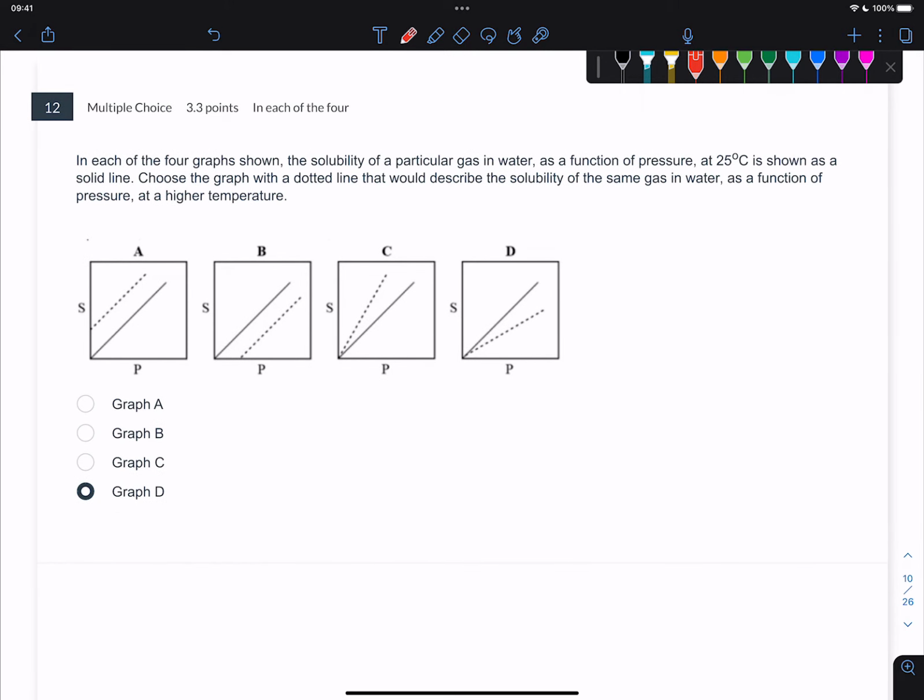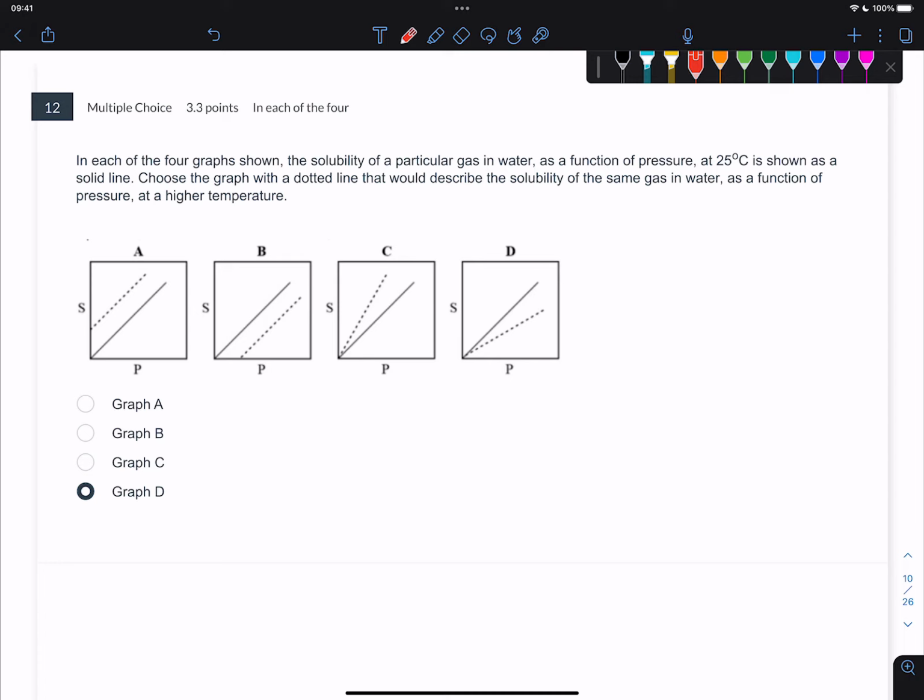This question says, in each of the 4 graphs shown, the solubility of a particular gas in water as a function of pressure at 25 degrees Celsius is shown as a solid line. Choose the graph with a dotted line that would describe the solubility of the same gas as a function of pressure at a higher temperature. So when temperature goes up, solubility goes down.